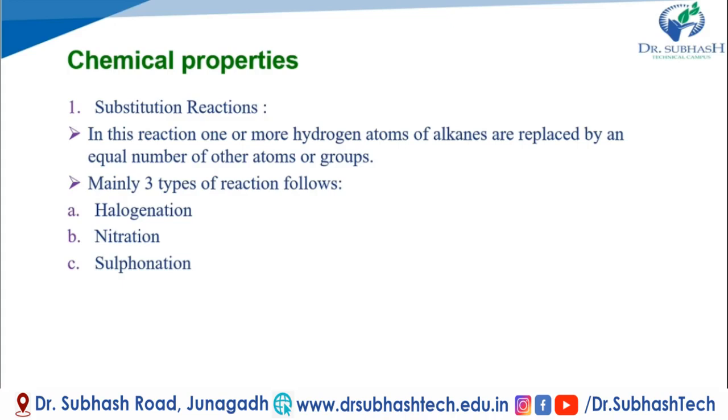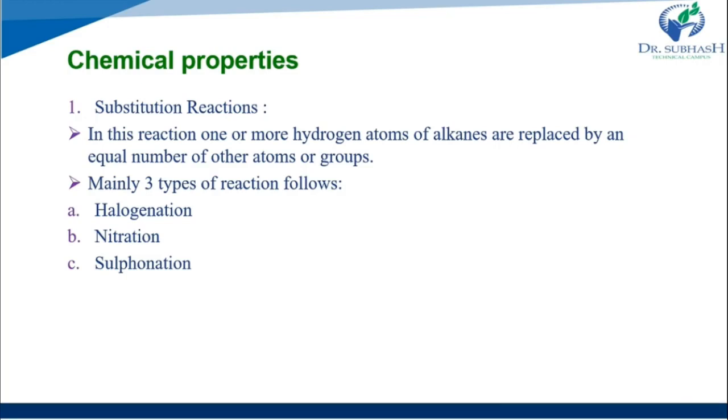Okay, so in this reaction, one or more hydrogen atoms of the alkane are replaced by an equal number of other atoms or groups. That's called the substitution reaction. So mainly 3 types of reaction occur. First one is halogenation, second one is nitration, and third one is sulfonation reaction.